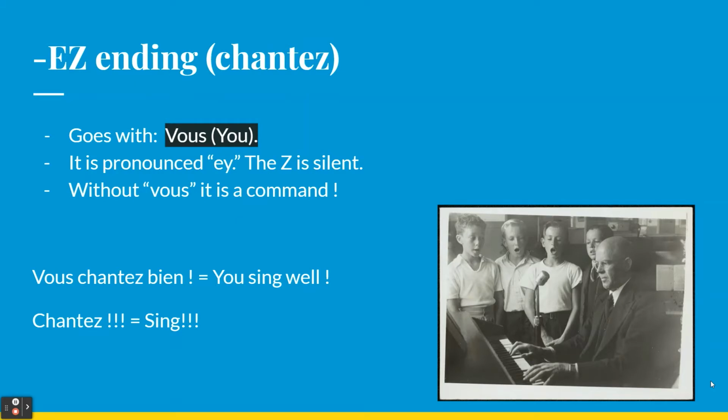The easy ending is one we've seen before. It goes with the word vous, which is the formal or plural you. The easy ending is pronounced a, which means the Z is silent. And if you drop the vous, it's just a classroom command. Vous chantez bien is a sentence that means you sing well. If I drop the vous and just say chantez, it just is a command that means sing.